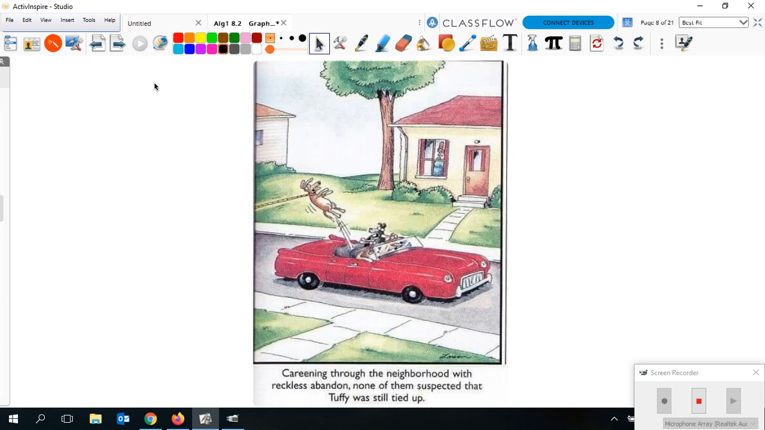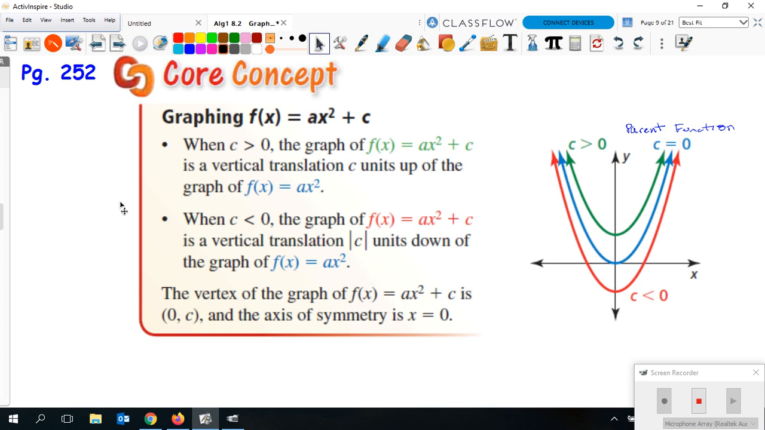Alright, let's move into our graphing core concept here on page 252 there in your notes. We're looking at this core concept, and you can see on the picture over here, remember we're looking at these U-shaped graphs. They are called parabolas. Remember that from last lesson. We can call these parabolas. And our parent function would be the blue one right here. This is our parent function. I wrote that down there.